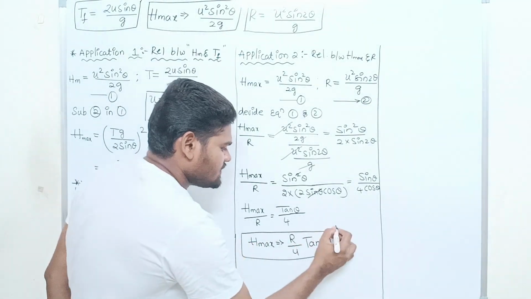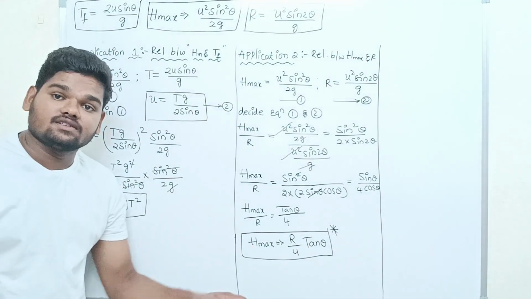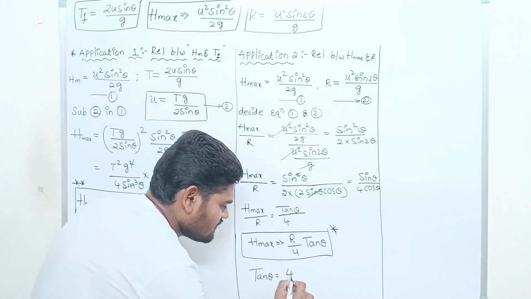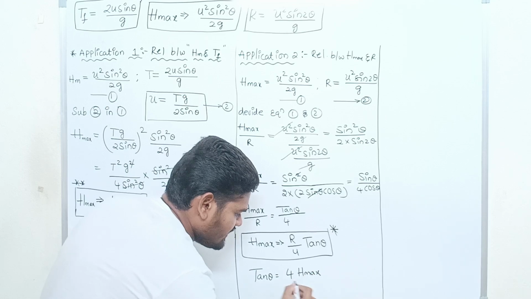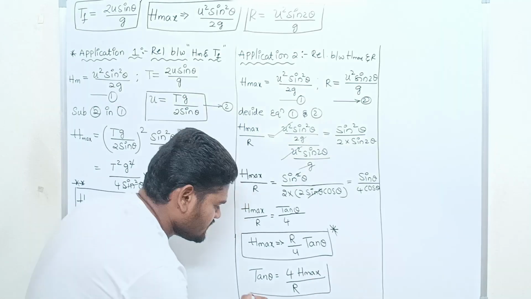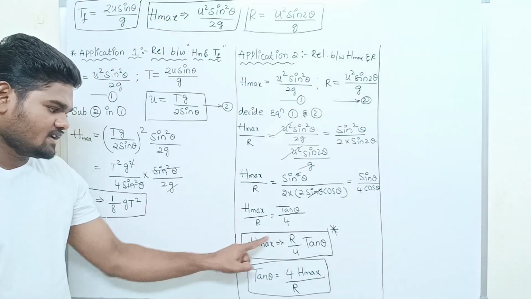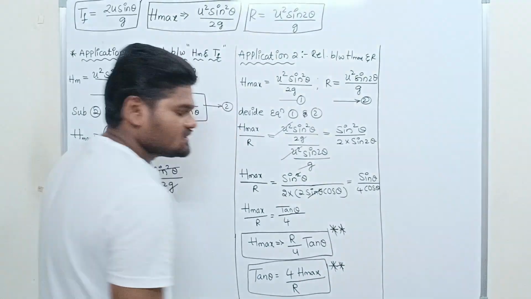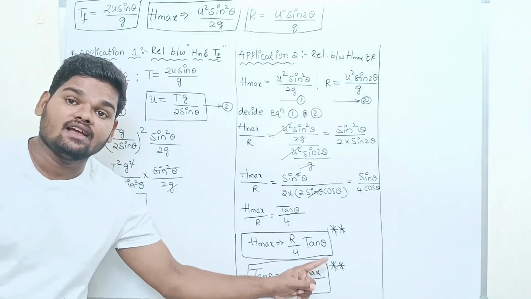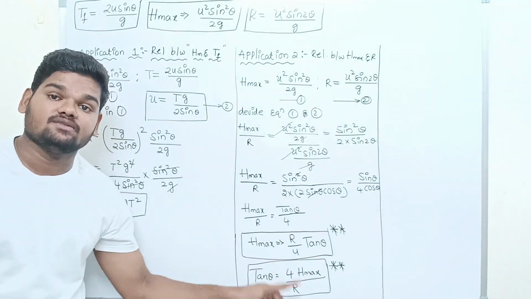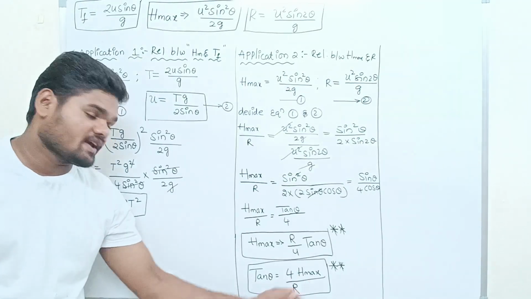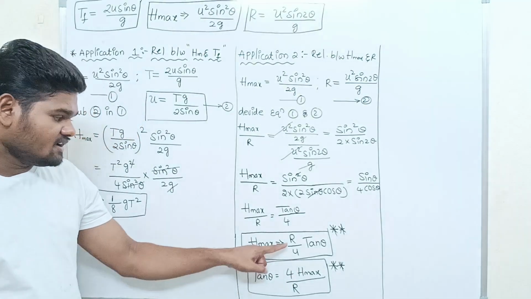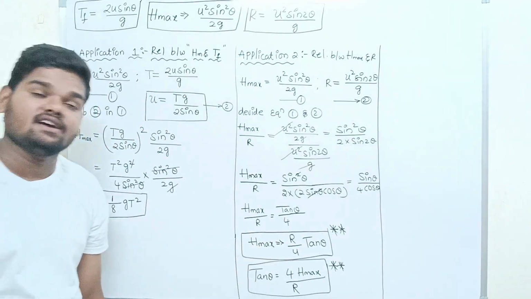Okay, so this is one form. Or if you want to write it in terms of tan theta, then tan theta is equal to 4 h maximum divided by r. So remember these two formulas also: h maximum is equal to r by 4 tan theta, or tan theta is equal to 4 h maximum divided by r. R means range, h maximum means maximum height. So these equations give the relation between range and h maximum.